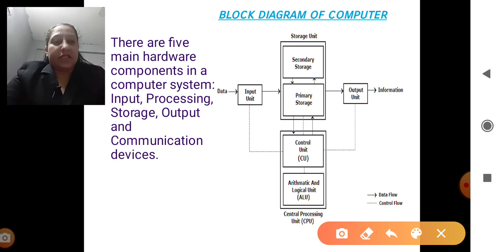Once the user has fed the input, it will move to your primary storage. Which is your primary storage? Primary storage is your RAM and ROM. From RAM and ROM it will go ahead to either the control unit or to the secondary storage, because the flows are going both ways. See, from primary storage it can go to the control unit and it can go to your secondary storage also.